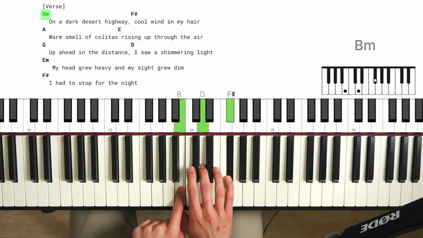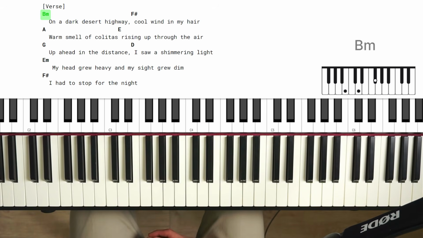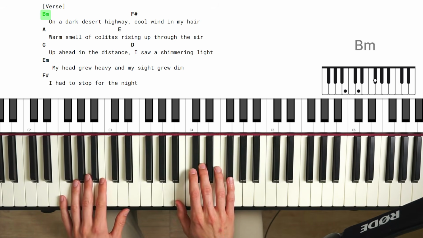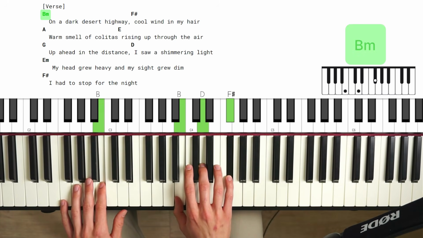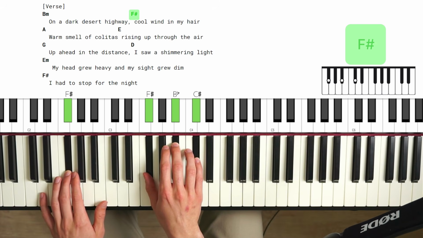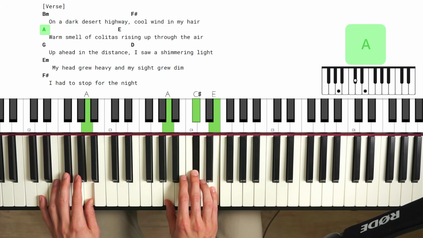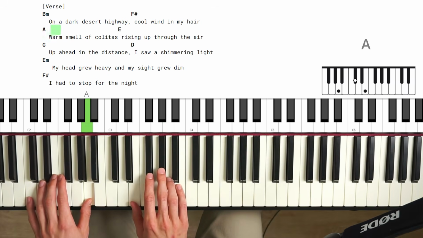Now we'll simply add this B in the left hand. This will be our bass note and give us a fuller sound. You can play the chord and the bass at the same time now. Next one, F sharp major, A major, and E major.